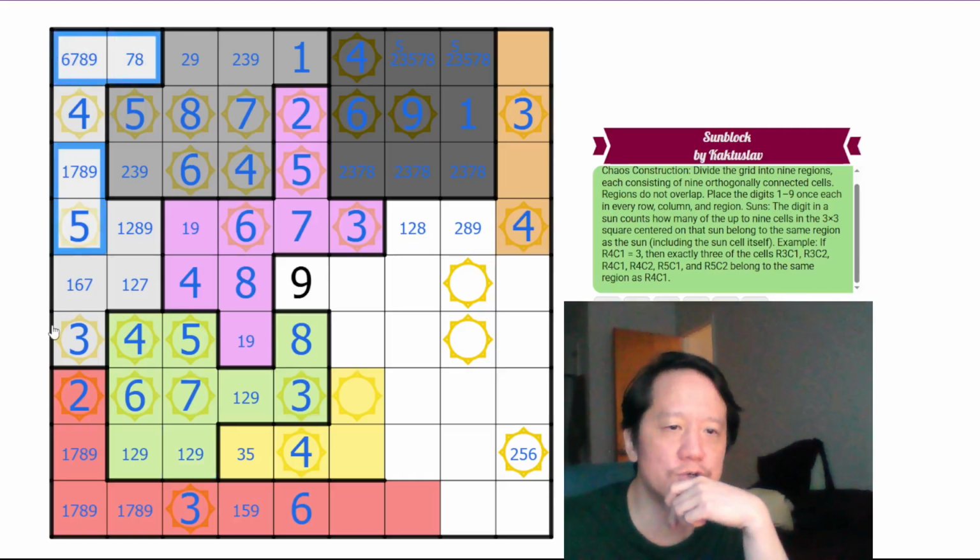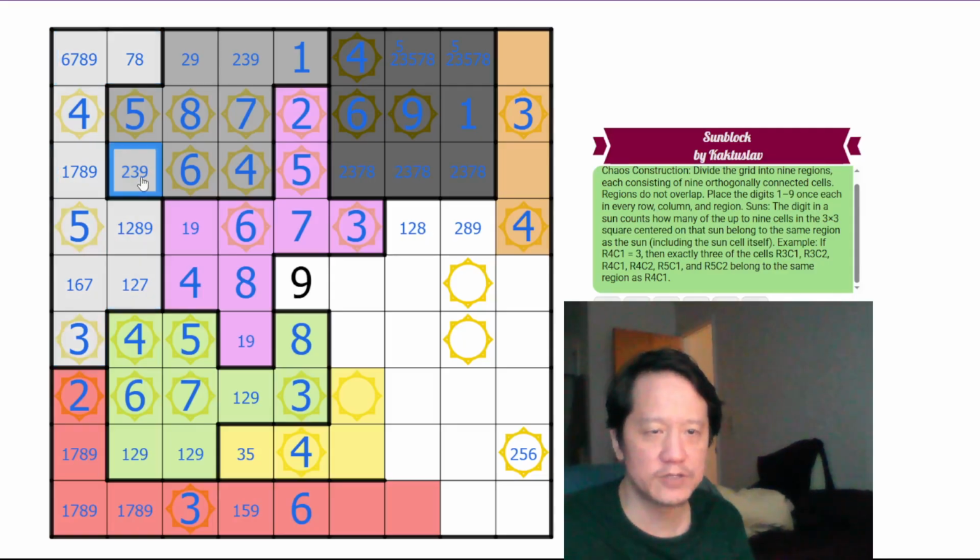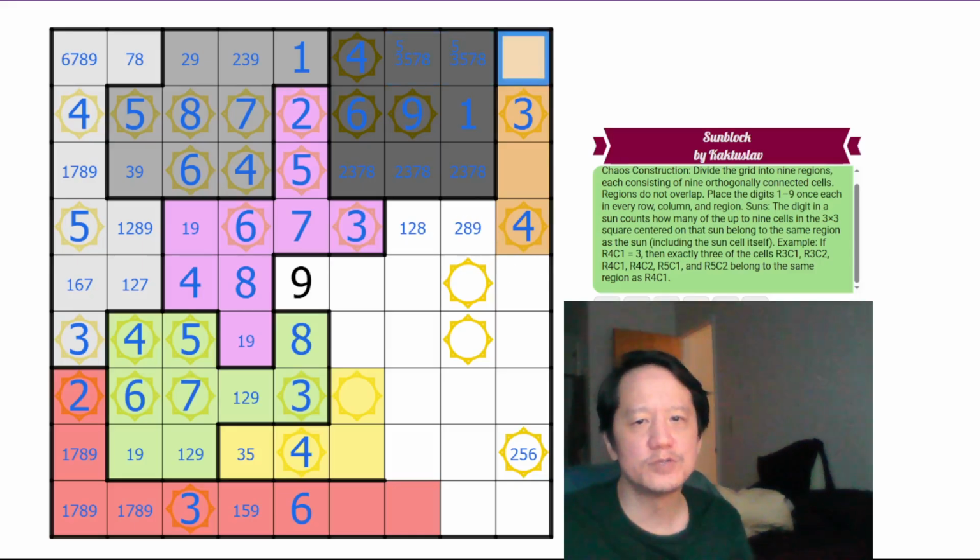Where is 2 in the light region? It must be one of these two cells here, which eliminates 2 in the rest of the column. So no 2 here, no 2 here. Which means 2 has to be one of these two digits, which eliminates 2 in the rest of the row. So this must not be 1, 2, 3, or 4. It's 5 through 9. Cannot be 5 because one of these is 5.